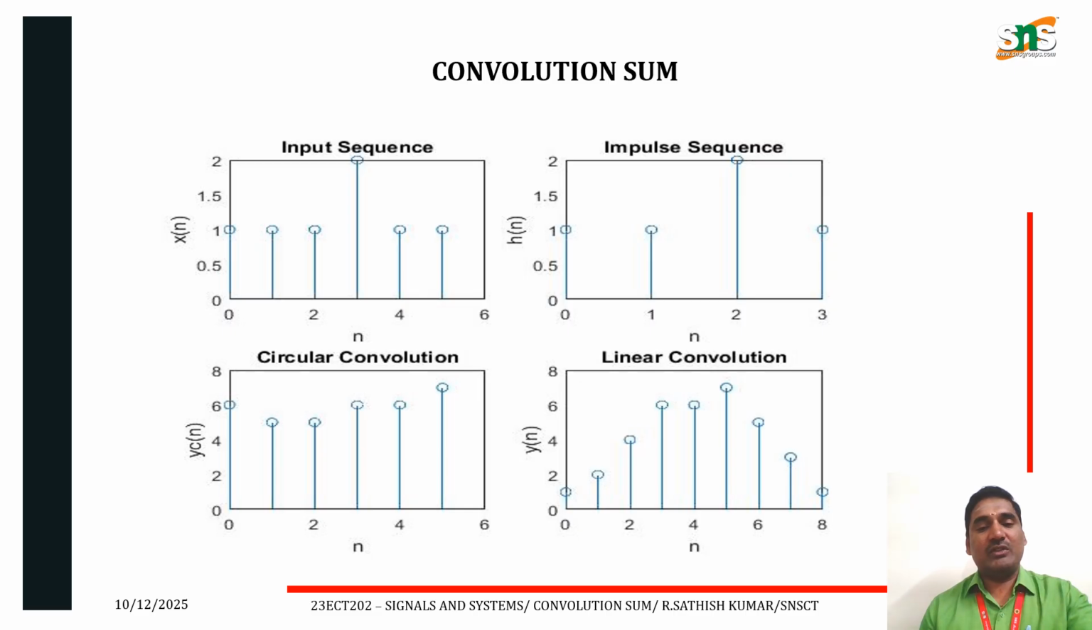y of 0 is equal to 1, y of 1 is equal to 2, y of 2 is equal to 4, y of 3 is equal to 6, y of 4 is equal to 6, y of 5 is equal to 7, y of 6 is equal to 4, y of 7 is equal to 4, y of 8 is equal to 2 or 1. This is the output sequence of the convolution sum.